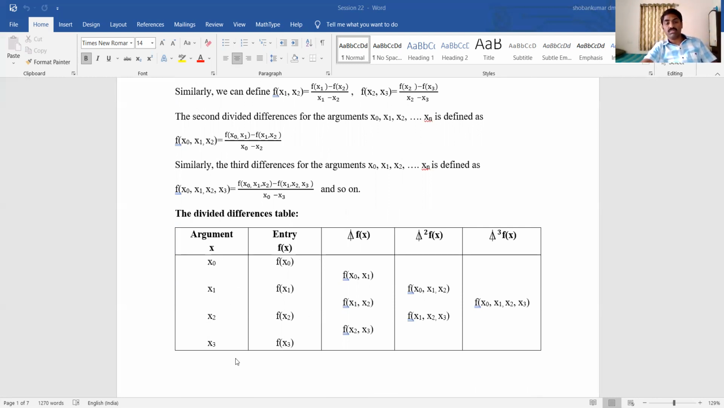The first column contains arguments, the second column contains entries, then the first divided difference, second divided difference, and so on. Here f of x0, comma x1 is f of x1 minus f of x0 divided by x1 minus x0. F of x1, x2 is f of x1 minus f of x2 divided by x1 minus x2. F of x2, x3 is f of x2 minus f of x3 divided by x2 minus x3. And the second one, f of x0, x1, x2 is f of x0, x1 minus f of x1, x2 divided by x0 minus x2, and so on.